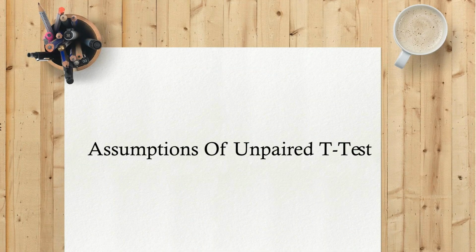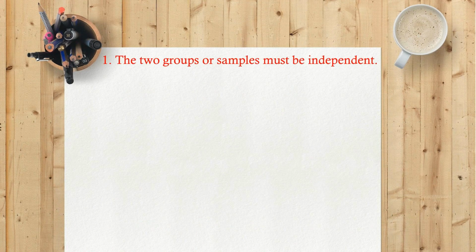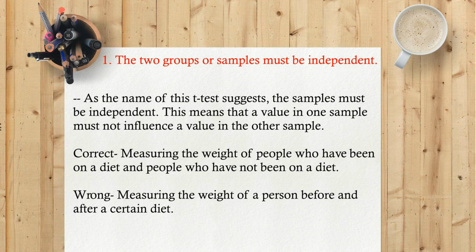Assumptions of unpaired t-test. 1. The two groups, or samples, must be independent. As the name of this t-test suggests, the samples must be independent. This means that a value in one sample must not influence a value in the other sample. Correct: measuring the weight of people who have been on a diet and people who have not been on a diet. Wrong: measuring the weight of a person before and after a certain diet.